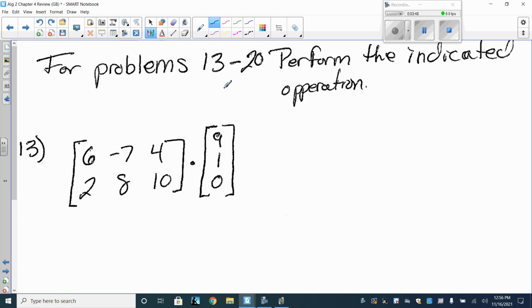Questions on 13, 14, or 15? 13 through 15. I want 13 and 14. So we'll do 13, 14, and 15. We'll do all 3 of them. What about 16? It's all by itself now. Okay, we'll do 16 as well.